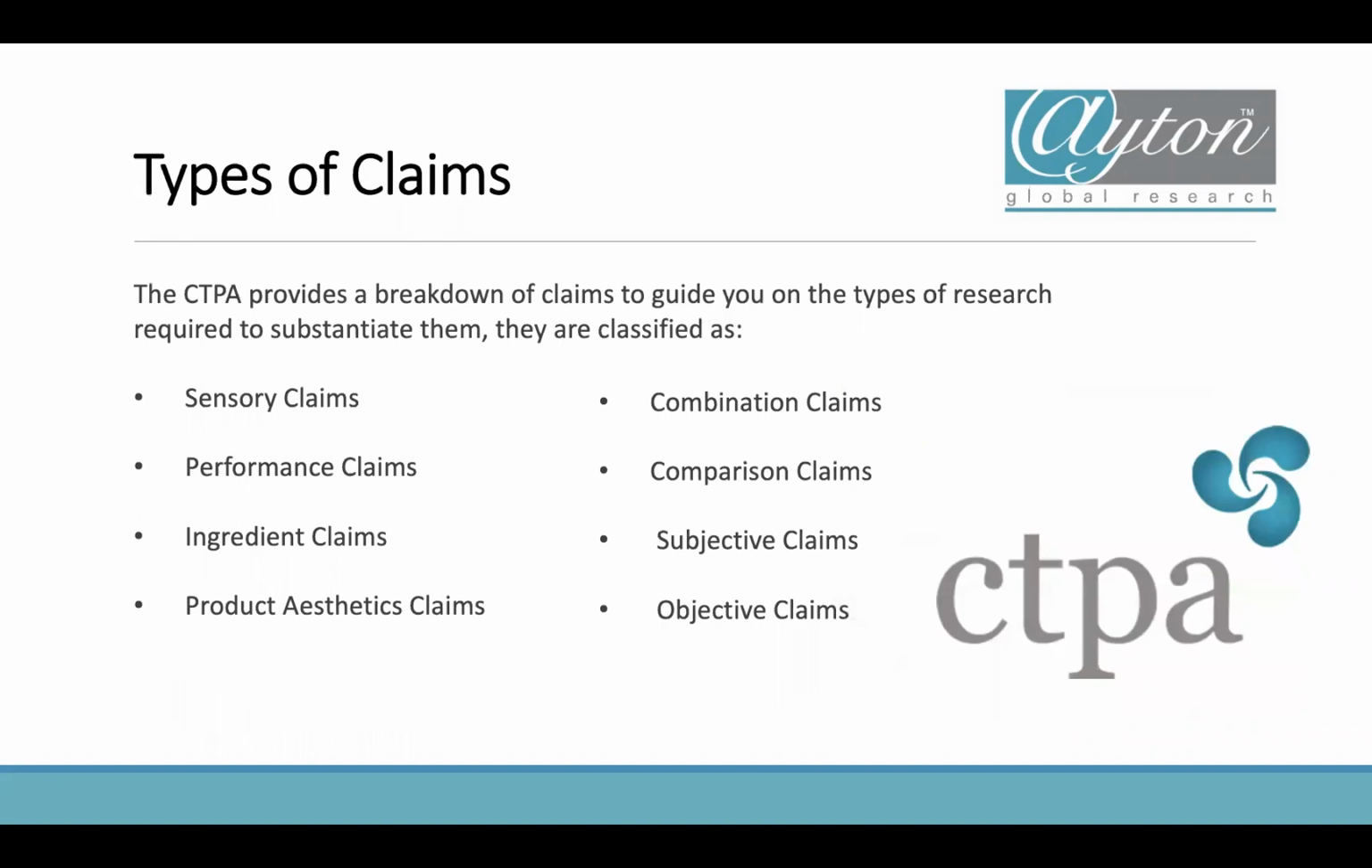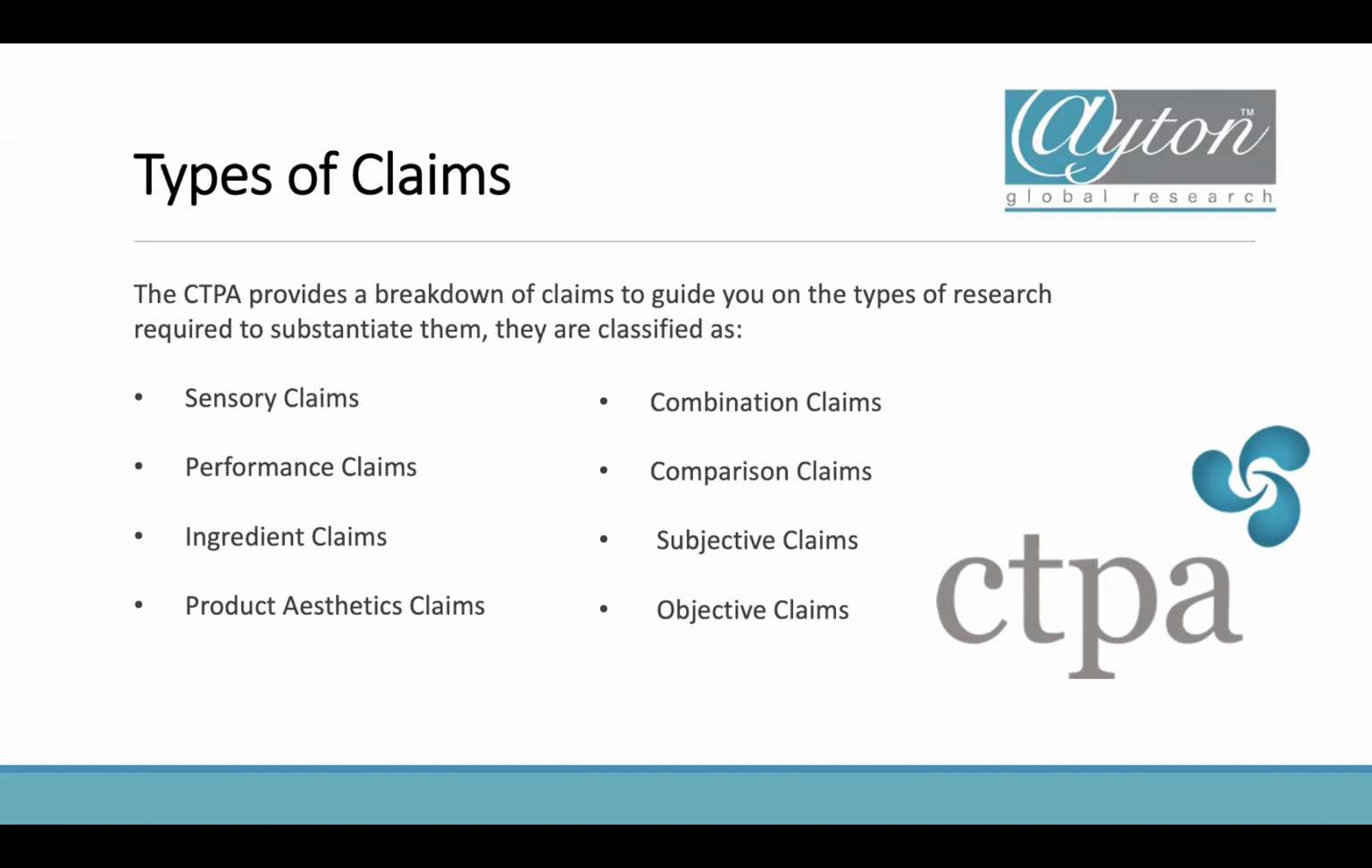Different types of claims. The CTPA have put together a breakdown of claims to guide you on the types of research that you need to substantiate them. This is really helpful when you're thinking about what kind of research is needed. So sensory claims and product aesthetic claims are about the product in use. What does it feel like? What does it smell like? What's the packaging like? It's all those kinds of claims. The performance claims are quite self-explanatory. What is the efficacy of the product? How does it work?